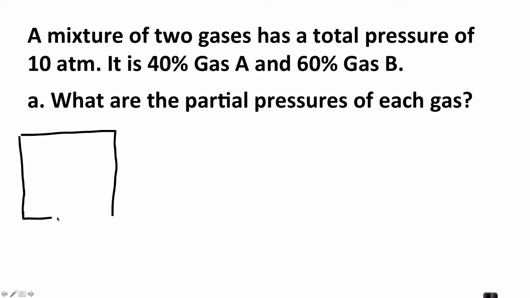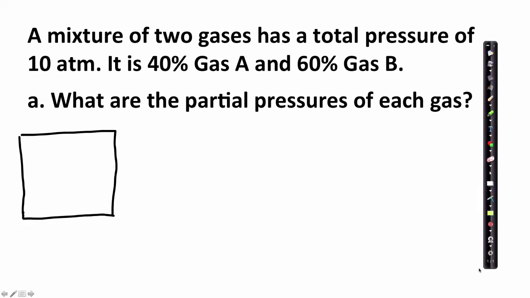So here's a container of our gases, and let's use maybe red for gas A, and we have 1, 2, 3, 4, let's say, molecules of gas A, and let's use green for gas B, and we have 1, 2, 3, 4, 5, 6 molecules of gas B, and that would be a 40%, 60% mixture of the 2 gases respectively. Now, what are the partial pressures of the gases going to be?